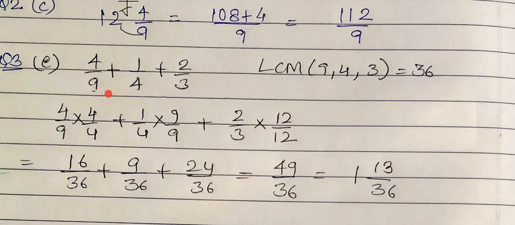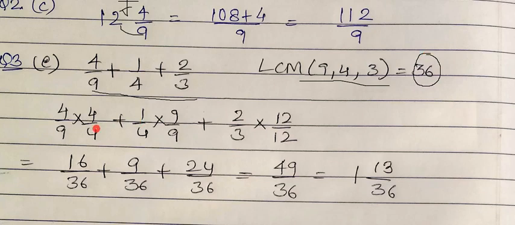Now in question number 3, I have taken the E part. Here you can see all three denominators are different. So I will take the LCM of the denominators. So 9, 4 and 3 comes out to be how much? 36. So I have to make the denominator equal to 36, which is the LCM of the 3 fractions.